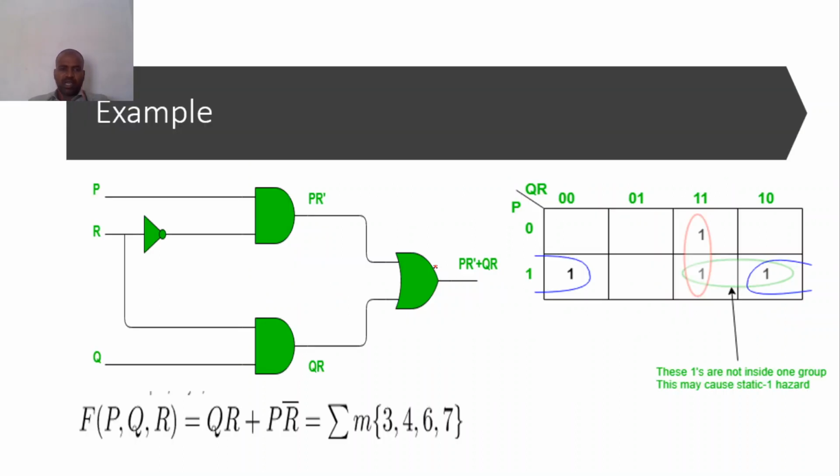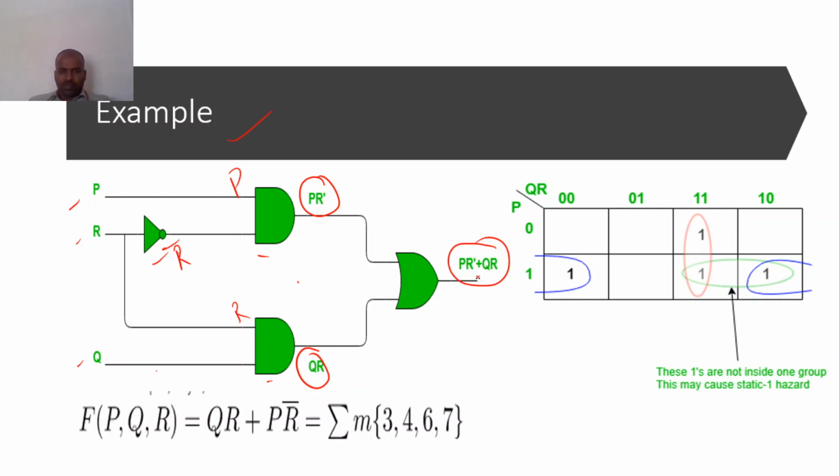Let me explain with an example. Have a look at the diagram. P, R, Q: three inputs, and one NOT gate, one AND gate, another AND gate, and one OR gate. First write down the expression for this circuit. This is R bar, and P is coming in, so this is PR bar. The other AND gate gives QR, and these go to the OR gate, so the expression is PR bar plus QR.